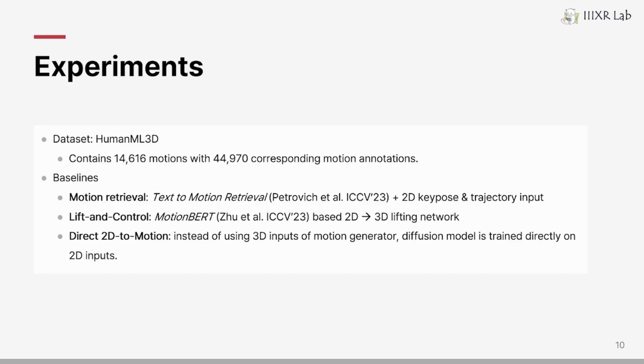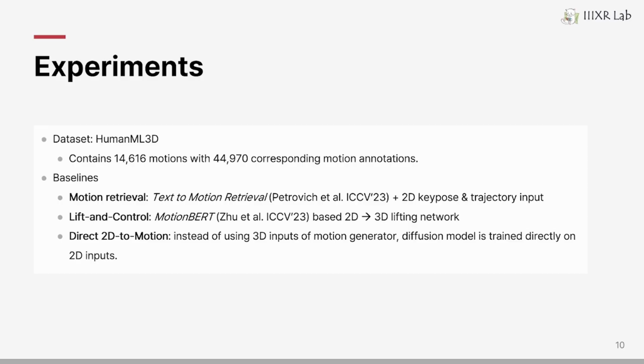Since no prior work directly addressed sketch-to-motion generation, the authors designed three custom baselines for comparison. The first is motion retrieval, built on a text-to-motion retrieval model, extended to accept 2D key pose and trajectory as inputs. The second is lift and control, based on MotionBERT. It first lifts 2D sketches to 3D poses using a lifting network, then applies motion control.